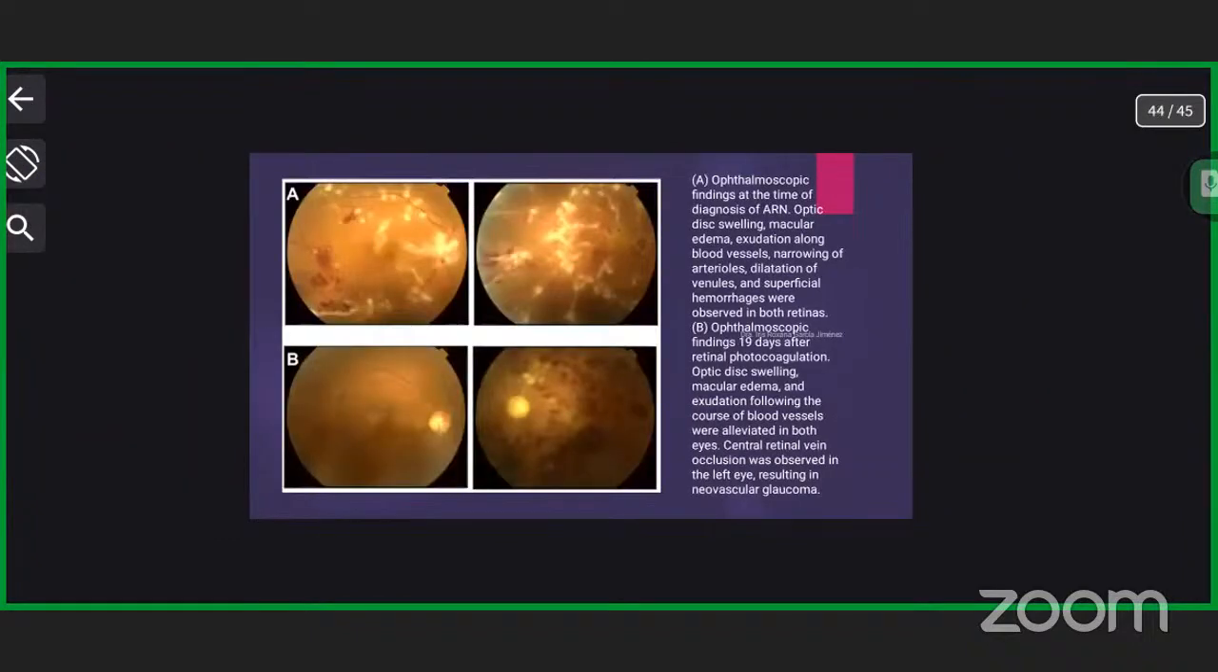This is an extra slide just for checking the acute retinal necrosis, how it's going on. And well, the changes that happen through time, just to consider the vocabulary, please take it into account.